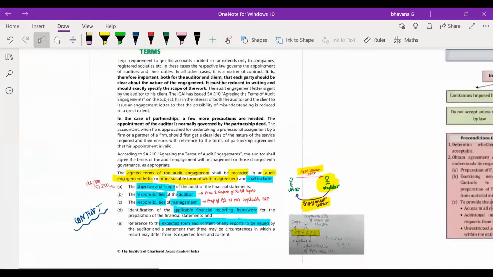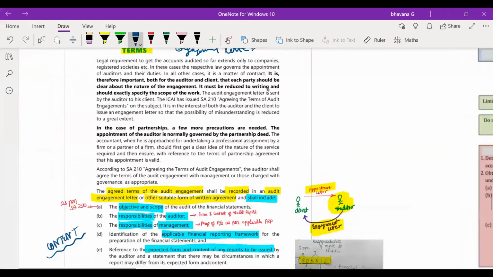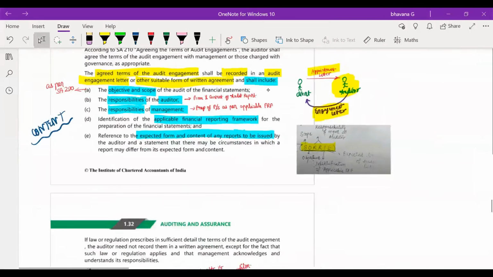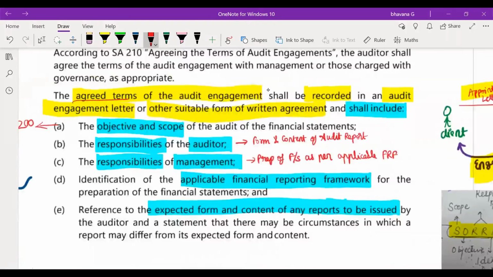Okay, so now we are going to see audit engagement terms. Audit engagement terms is nothing but the audit engagement letter. Now see here: the agreed terms of audit engagement shall be recorded in an audit engagement letter or a suitable form of written agreement. Here they try to tell you that for doing an audit, this is the auditor and this is the company he is going to audit. There will be a few terms which have been agreed by the company and also by the auditor.